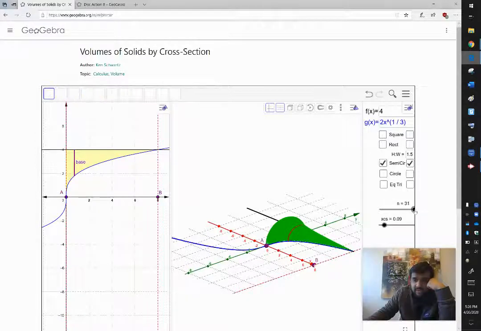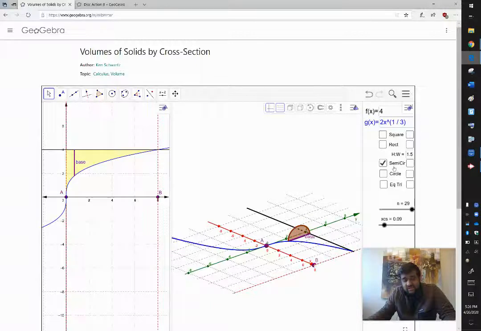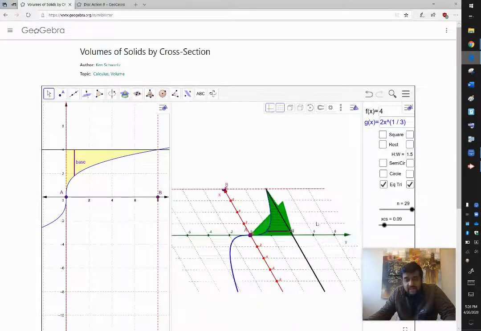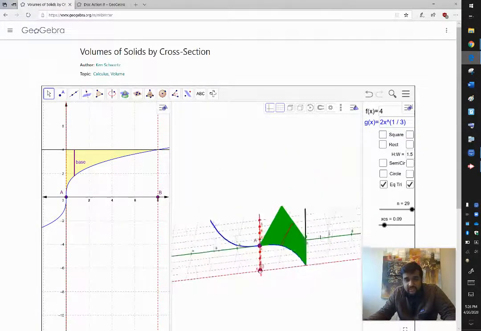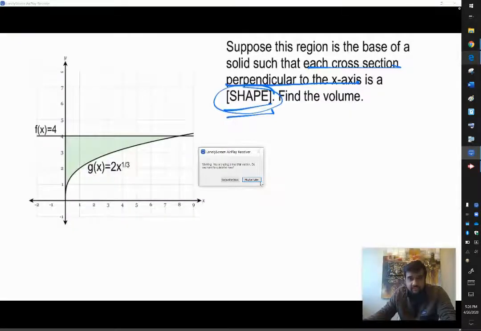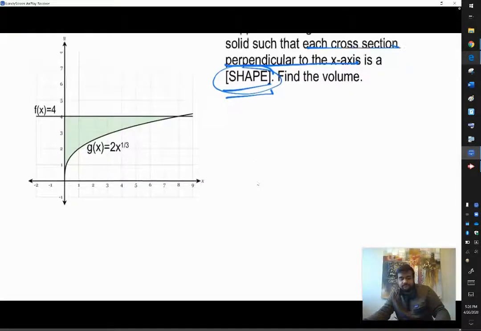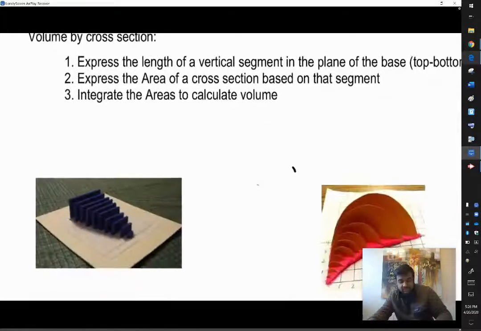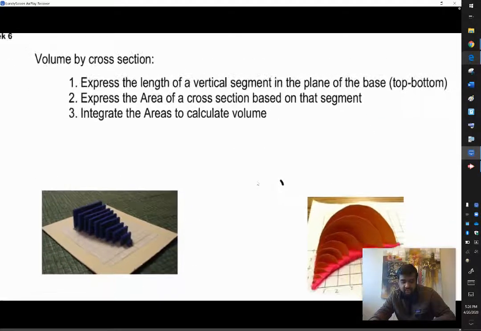I can make n bigger, but it fell off the screen here. So finding the area of each one of those cross sections and then integrating them to find the total sum is the name of the game for problems like these. The kind of shape differs as well as the volume that you can calculate. So how do you actually calculate the volume now that hopefully we have a better view of the visualization? The volume is calculated using this approach. This is volume by cross section.